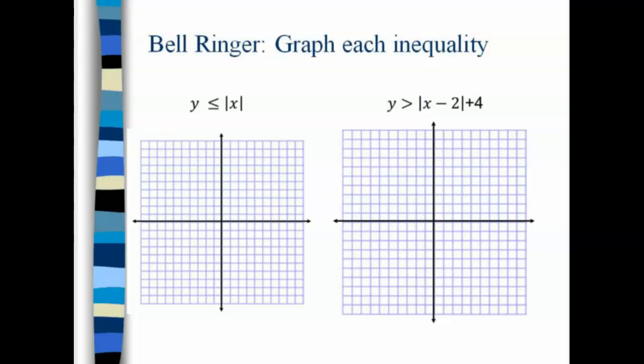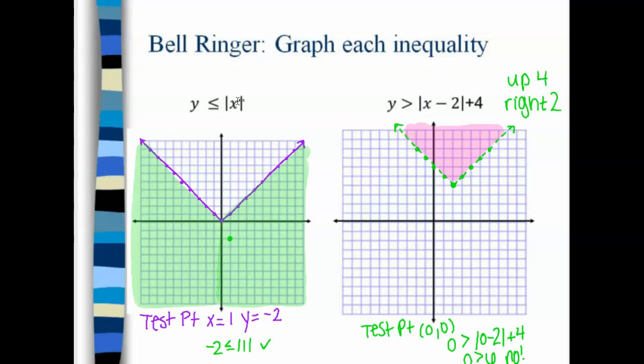Alright, so let's look at each inequality graph. The first inequality is the parent function for the absolute value of x. It goes through 0, 0. Its slope is up 1 over 1. We can pick a test point, so I picked one below. I picked 1, negative 2. That test point turned out to be true, so I knew that this is where I needed to shade. So y less than or equal to the absolute value of x is shaded below. The line is solid, therefore solutions come from the line.